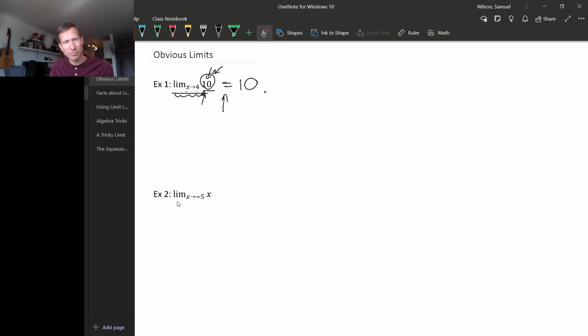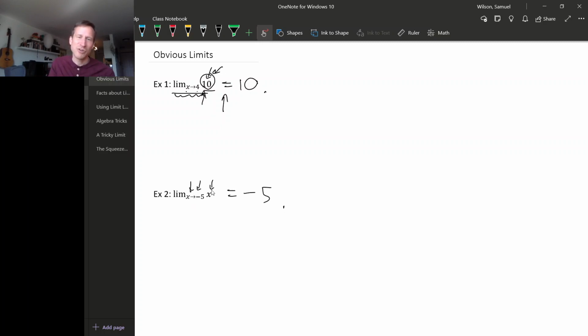All right, what about this one? The limit as x goes to minus 5 of x. Well, if you read this out loud, the value of this limit is obvious. So what we're asking is, when x goes to minus 5, what does x go to? Well, we just said x is going to minus 5. So when x goes to minus 5, x goes to minus 5. So this is minus 5.